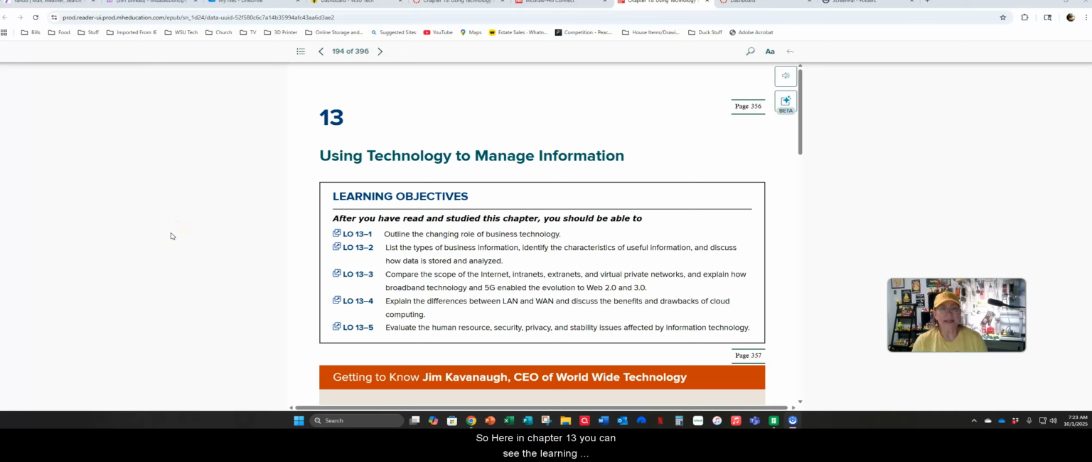So here in Chapter 13, you can see the learning objectives for the chapter. What's the changing role in business technology? And I would put out there that it changes every week. You've got to stay up with it. List of different types of business information that you might track. Compare the scope of the internet, intranets, which is within your business, virtual private networks. Goes a little bit into detail about that technology side. And then what's the difference between a LAN, local area network, and a WAN, wide area network, and what's the benefits and drawbacks.